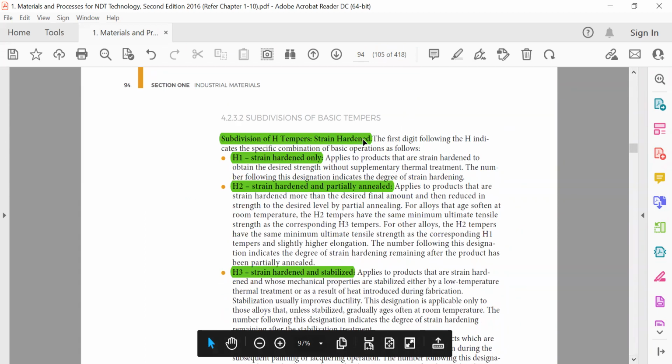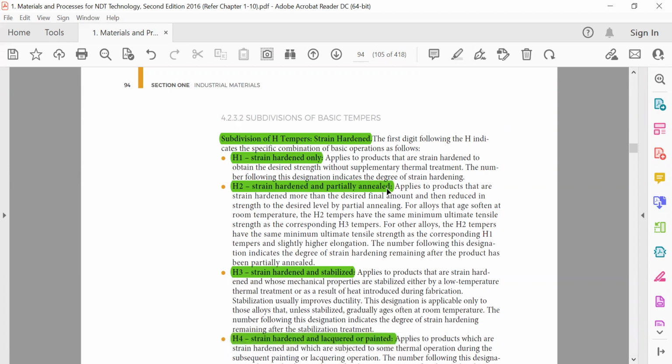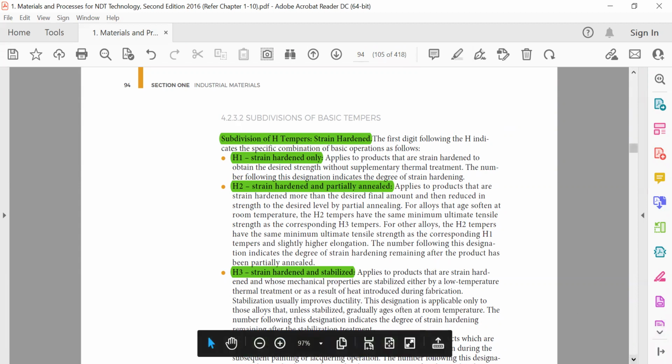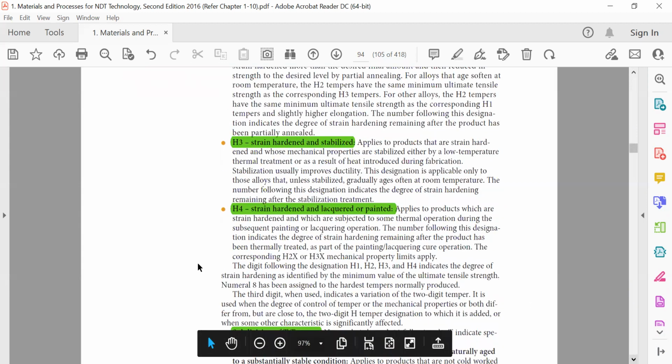Subdivision of the H temper: H1, strain hardened only; H2, strain hardened and partially annealed; H3, strain hardened and stabilized; H4, strain hardened and lacquered or painted.